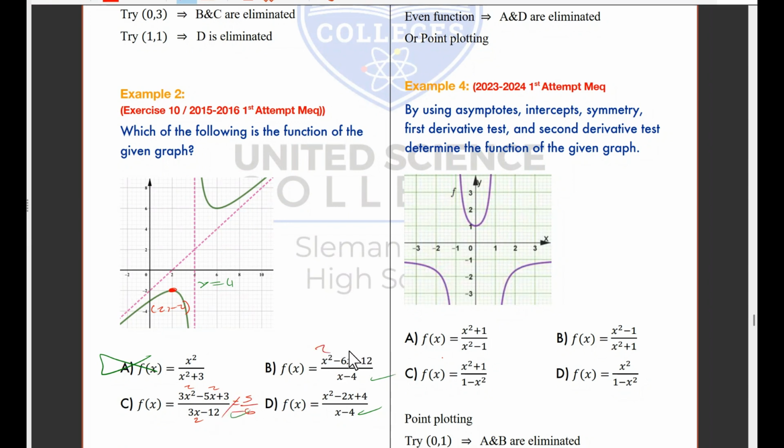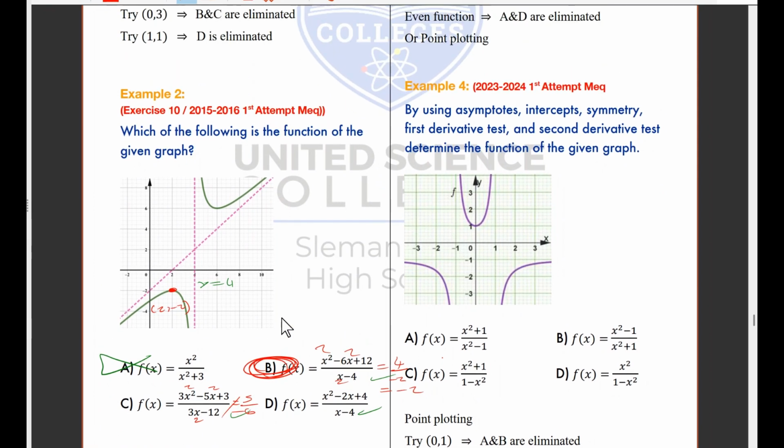Option B, let's try 2 squared 4, 6 times 2, negative 12, positive 12 will cancel each other. It's 4 at the top, 2 minus 4, negative 2 at the bottom, which gives me negative 2. So when I insert 2 for x, I get negative 2 for y. It seems option B is true.